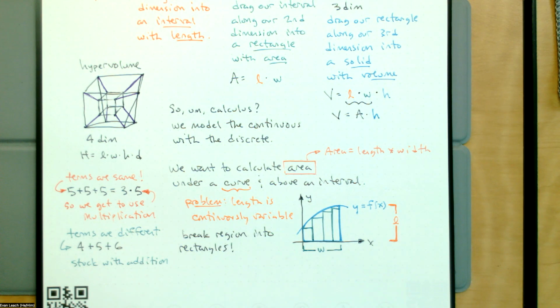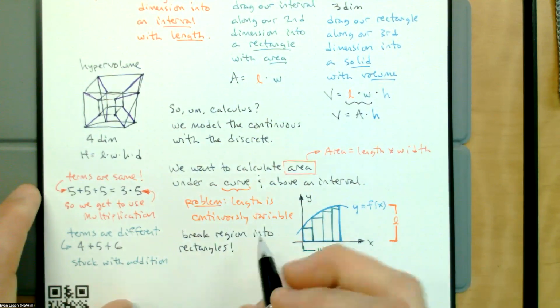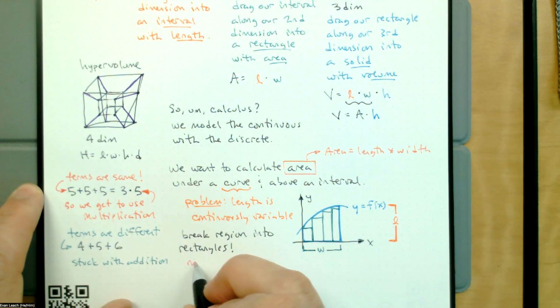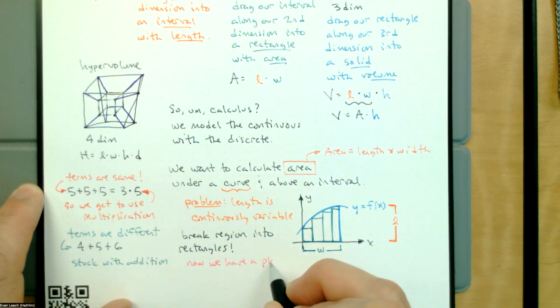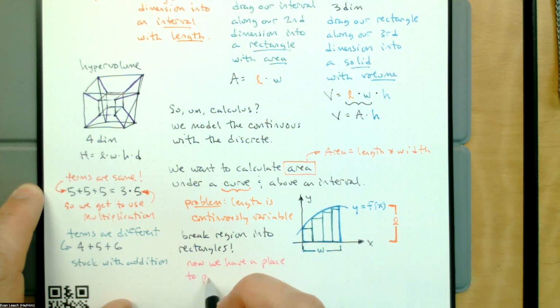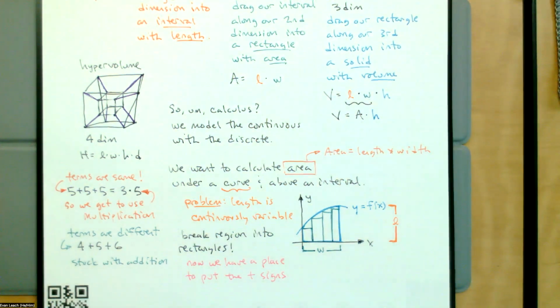We're going to break the region into rectangles. That will allow us to use multiplication and addition. Now we have a place to put the plus signs.